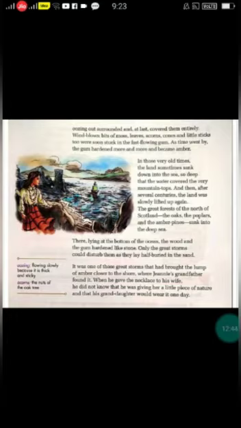When he gave the necklace to his wife, he did not know that he was giving her a little piece of nature and that his granddaughter would wear it one day. So that day, Jennie's grandfather didn't know that he was gifting a little piece of nature to his wife, and later his granddaughter would wear it one day. See, as we have discussed in our first class, nature gives us many things, right?